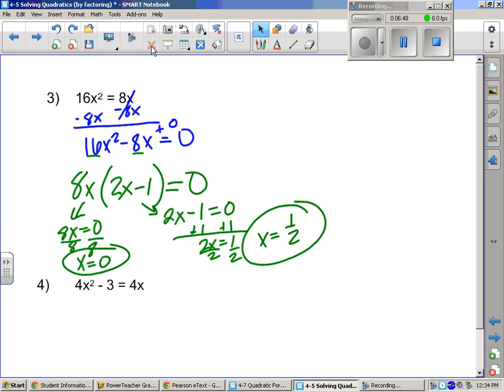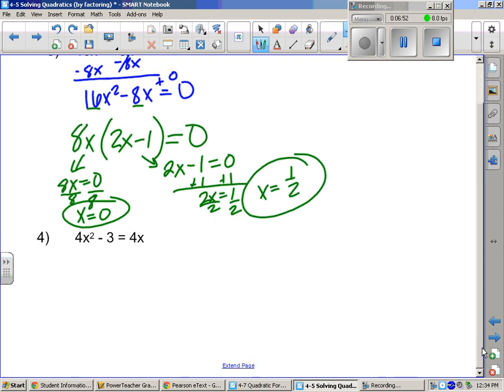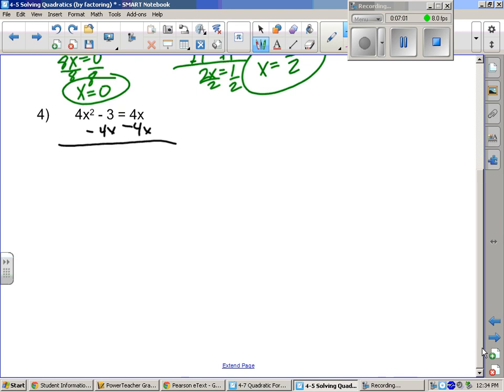Okay, standard form again. We got to get that 4x to the other side. So I'm going to subtract 4x. Ooh, where do you put that? Yeah, where does it go? The x term usually goes in the middle, right? So that's where I'm going to put mine. So minus 4x in the middle, and then the minus 3 at the end.